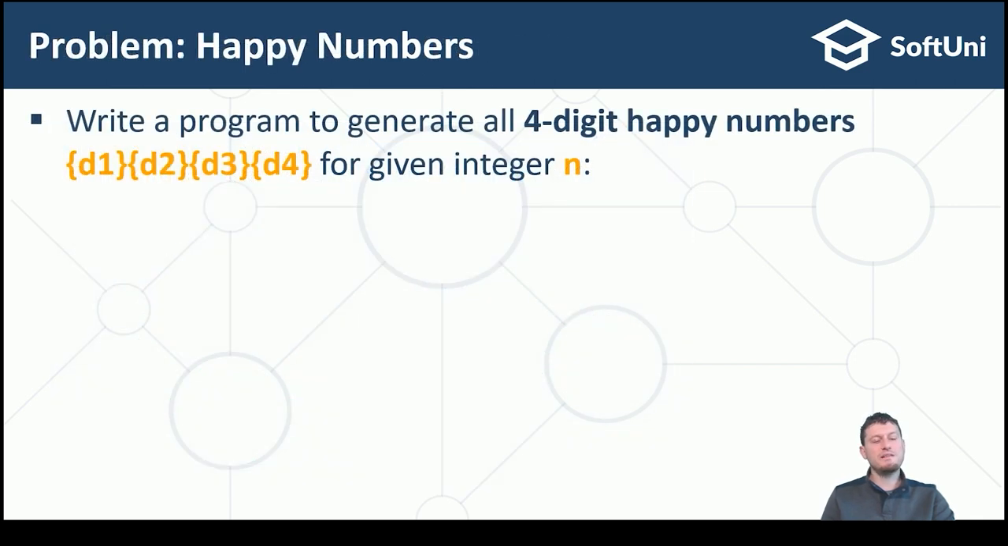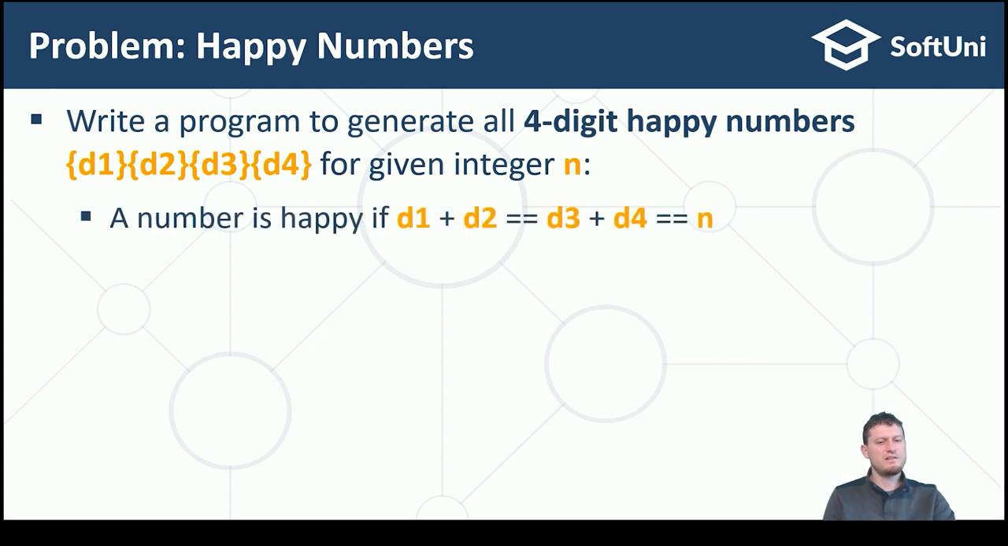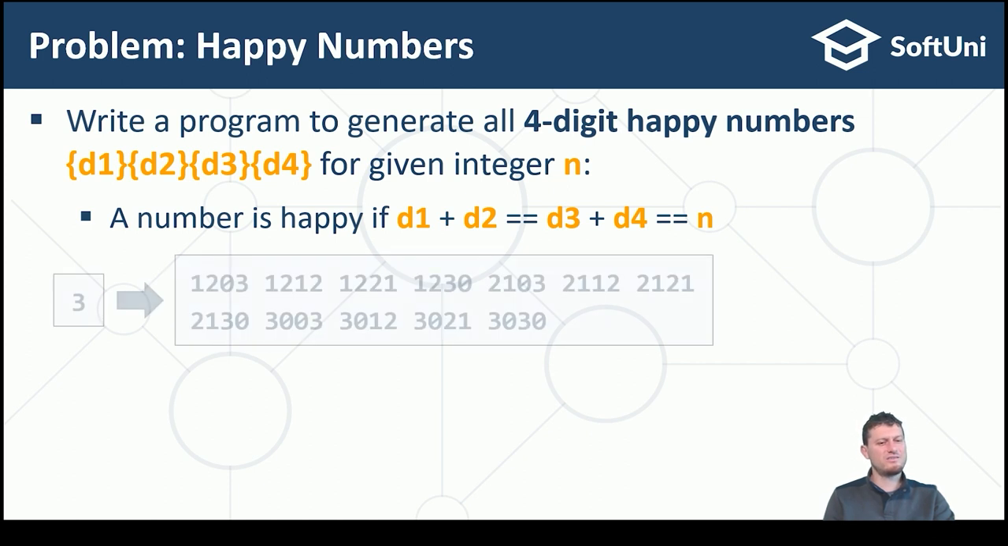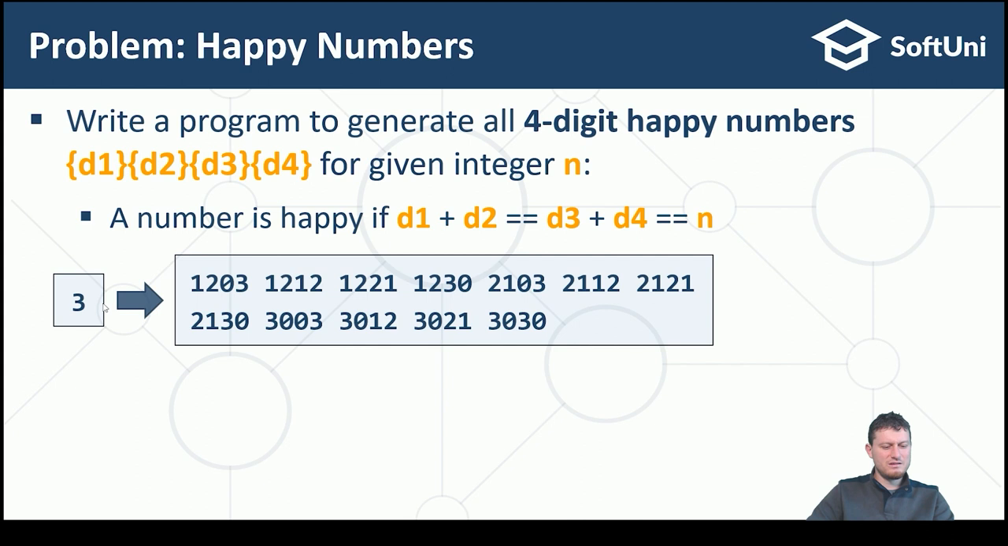Okay, the next problem is called happy numbers. It's about writing a program to generate all four-digit happy numbers, D1, D2, D3, D4, for given integer n, such that the sum of the first two digits is equal to the sum of the second two digits, which are equal to n. So this is an example. If we have 3, we may have the first two digits, 1 plus 2, this is 3. 0 plus 3, this is also 3. Okay?